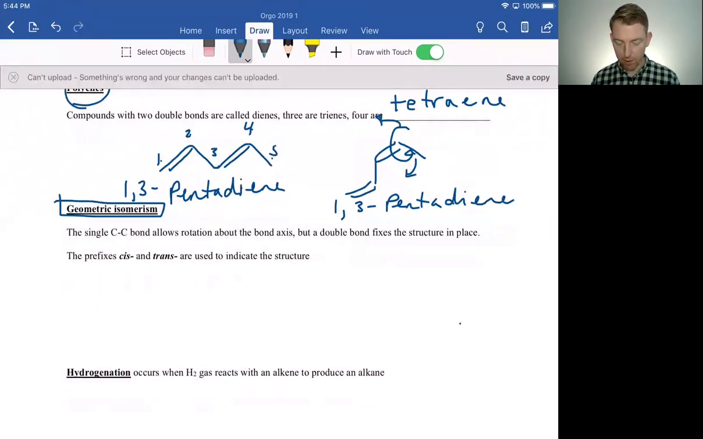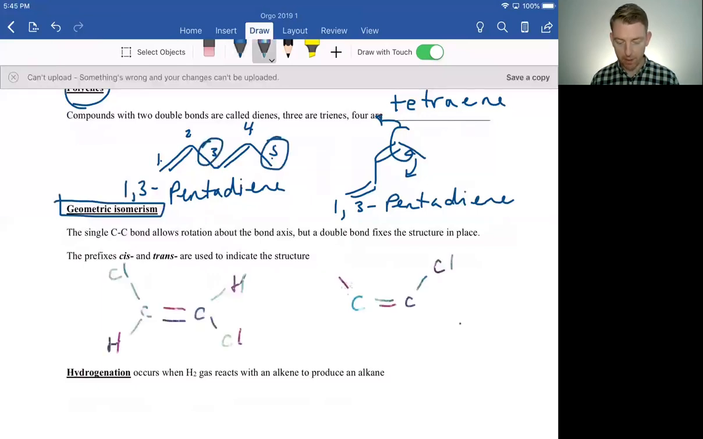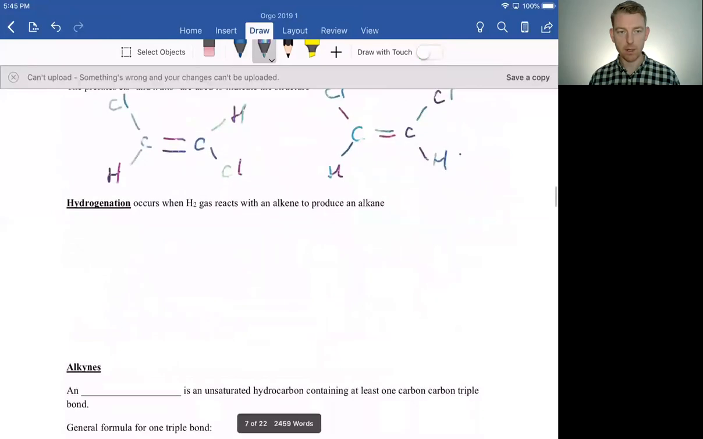And if we put the chlorines on the same side to each other, we're catching up now, okay. On the same side to each other, this would be our cis dichloroethene, okay? So this would be a cis-1,2-dichloroethene. Okay, hopefully it sticks with us from now on. All right.